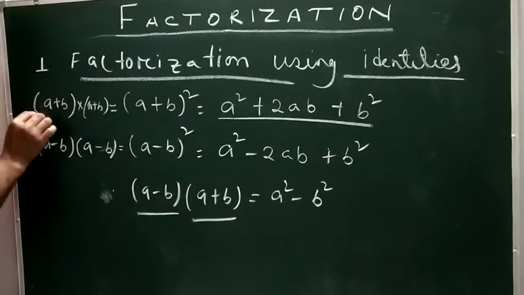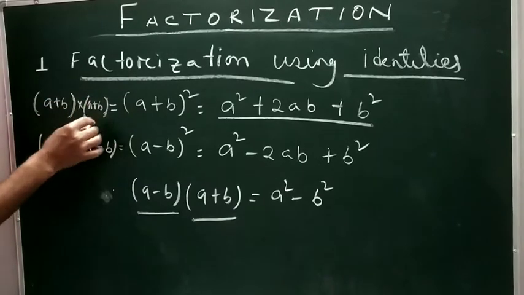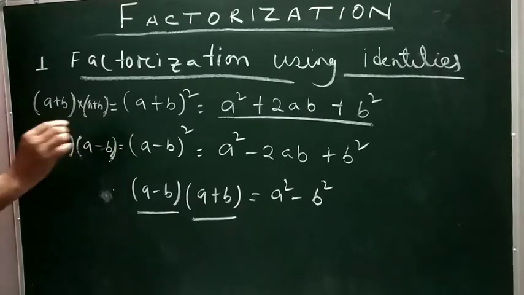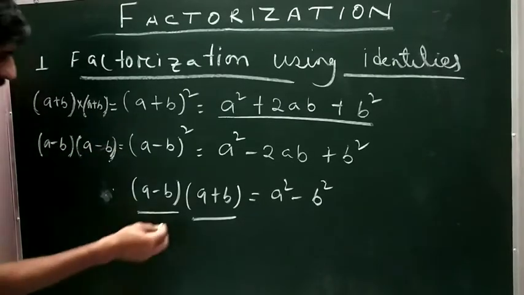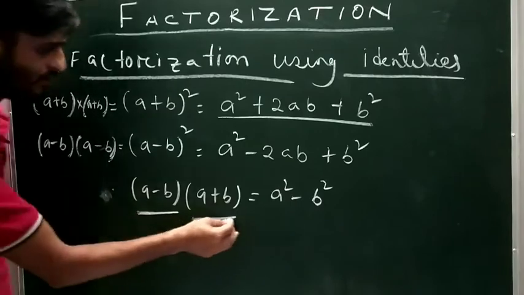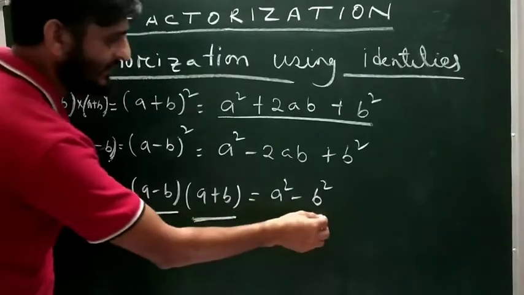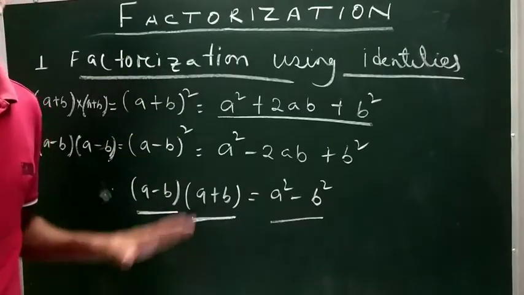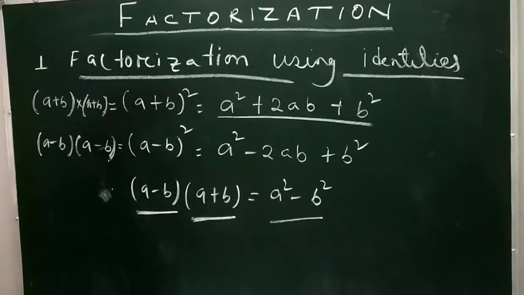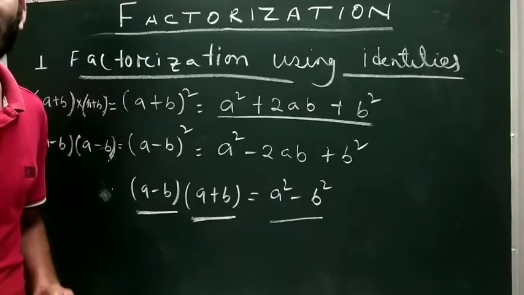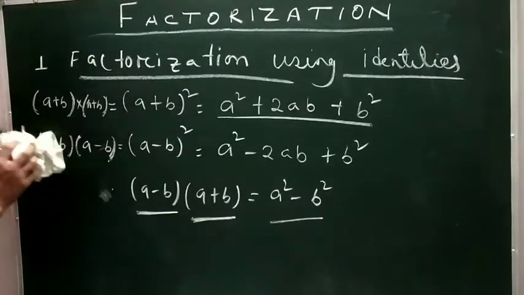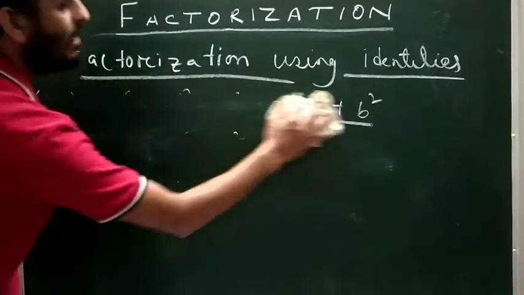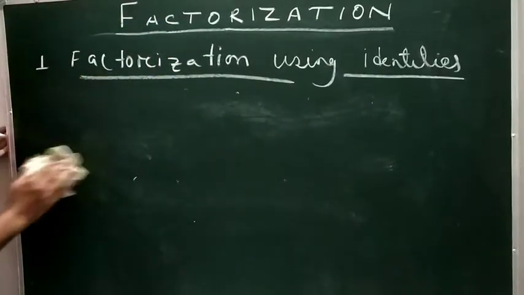So these are two terms. The first term is multiplied with the second term. Here also (a - b), the first term, is multiplied with the second term (a - b). And the third one, (a - b) is multiplied with (a + b), and the result is a square minus b square. Now, with the help of these three identities we will factorize some algebraic expressions. Let's go for identity number 1. We will take an example and understand how to factorize by using identity number 1.